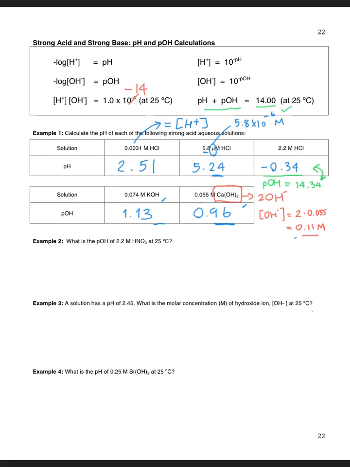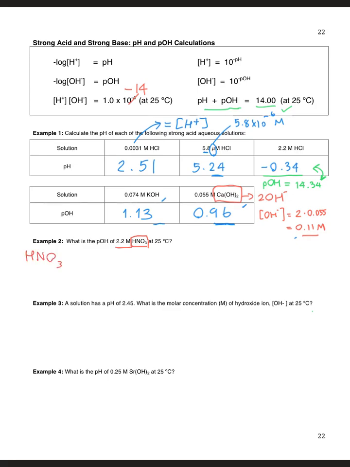Example 2 asks to calculate the pOH of 2.2 molar HNO3. First, you will need to know the identity of HNO3. Is it an acid or is it a base? Because acid would produce proton, whereas base would produce hydroxide ions. So you need to be able to differentiate them, because if you plug in the concentration, you will need to know whether it's going to give you pH or pOH.